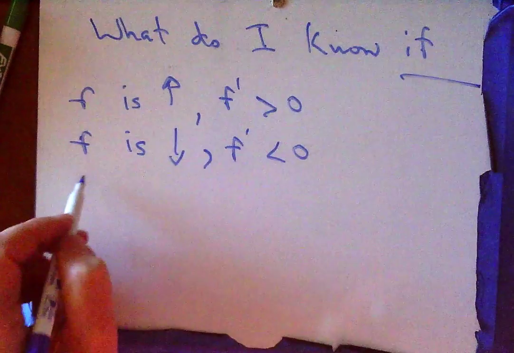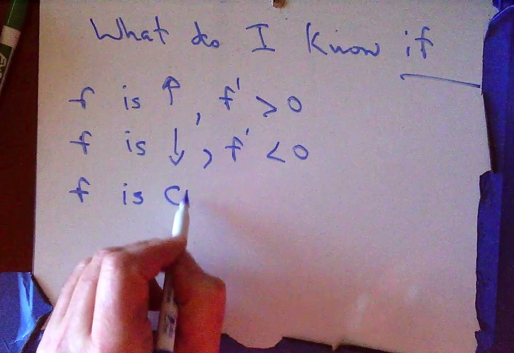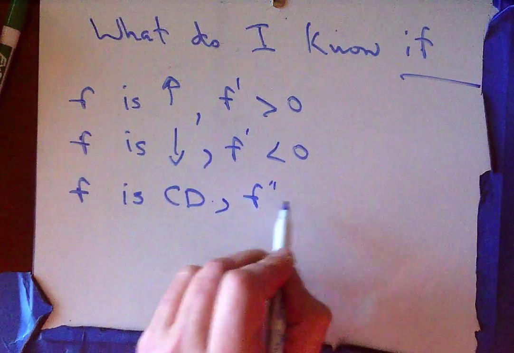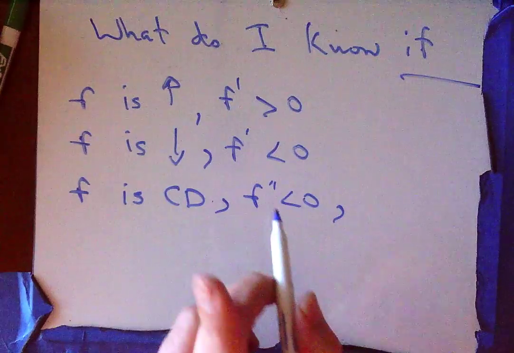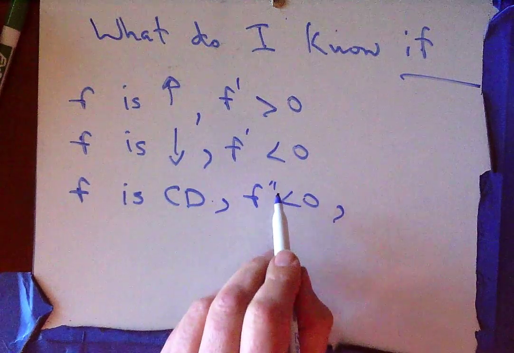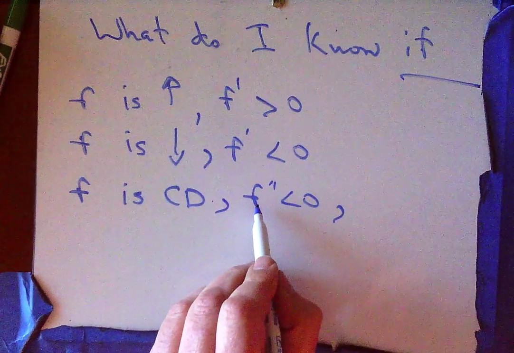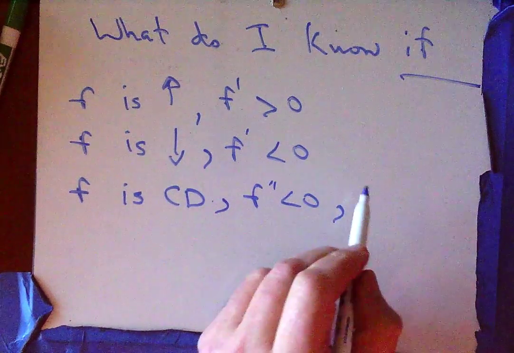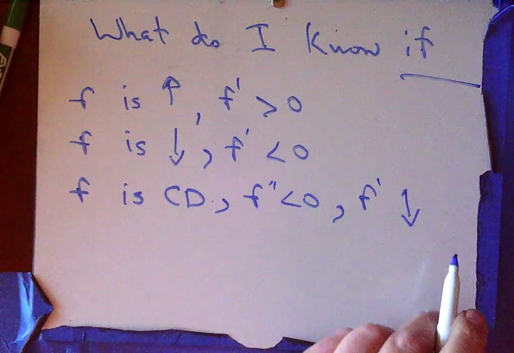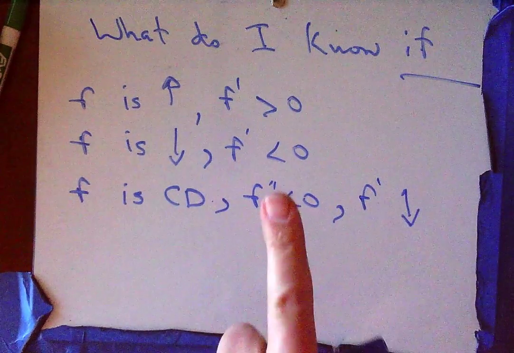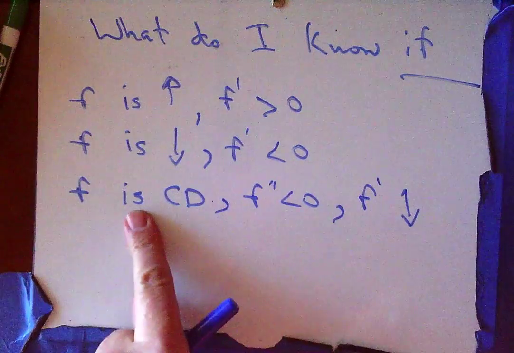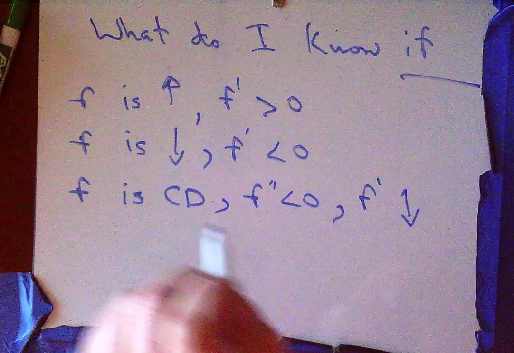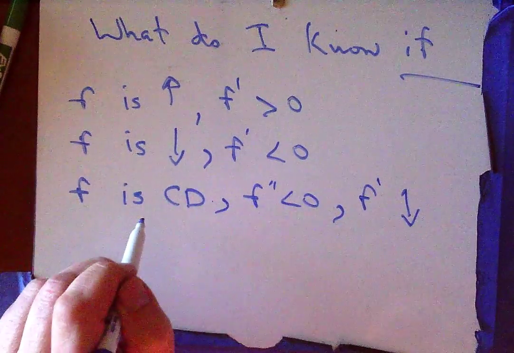What if I see that f is concave down? Well, if f is concave down, then I know that f double prime is less than 0. But I also know something else. F double prime represents the slopes on f prime. And so if the slopes on f prime are less than 0, that means the slopes on f prime are negative, which means that f prime is decreasing. So if I know this, that means this, or if I know this, that means this, which also means that. I have to know all three of those things, okay?